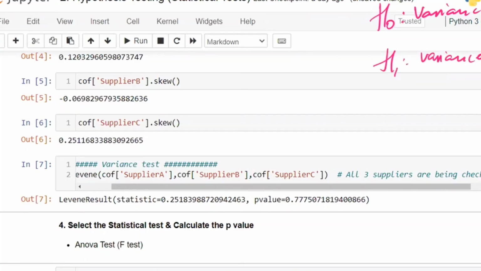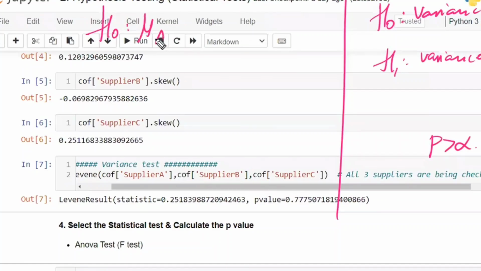Every time it is fixed. It is not going to change. For the Levene test, the null hypothesis is always that variances are equal, and the alternate hypothesis is that variances are not equal. Based on the p-value, if the p-value is greater than alpha, accept the null hypothesis. So this is the Levene test. The other test is the null hypothesis that the average time of supplier A is equal to that of supplier B and supplier C. This one is different.